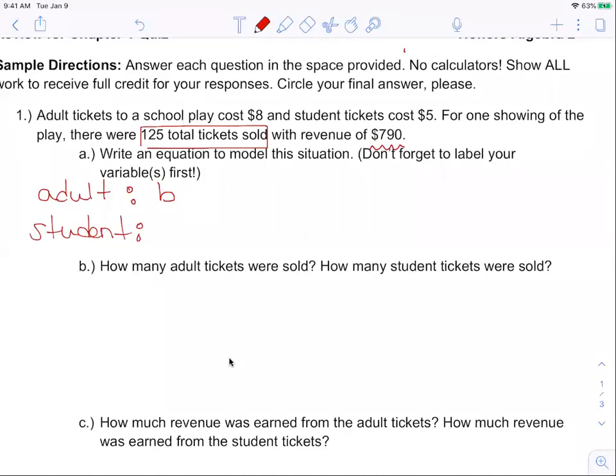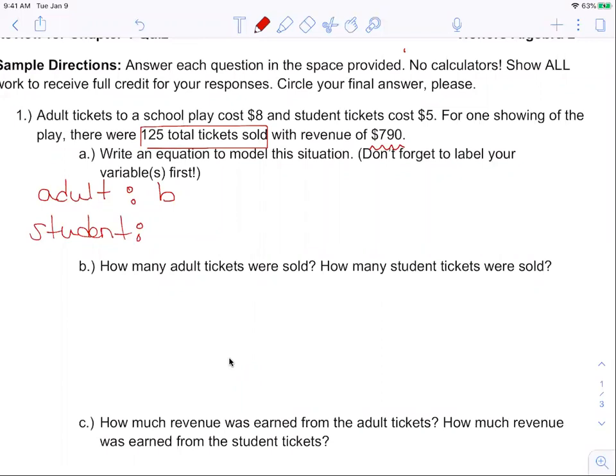So I know I have B adult tickets. I have 125 total. So Ava, how could we write an expression to represent the student tickets? Could you do B minus 3? I think you're on the right track. You're really close. What other number is in here? How many tickets have we sold?